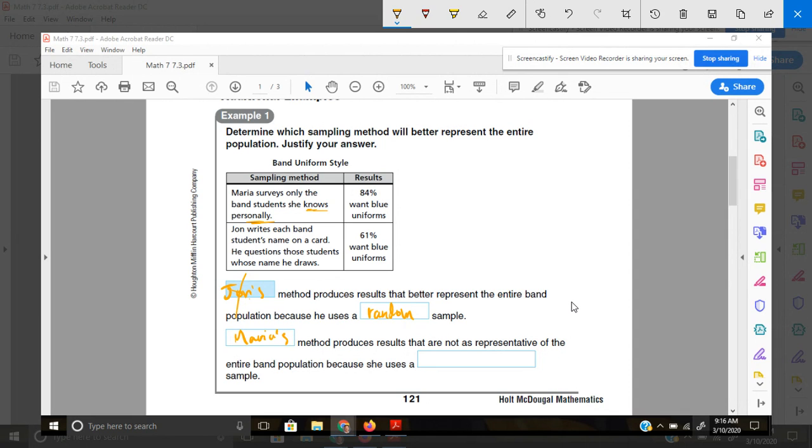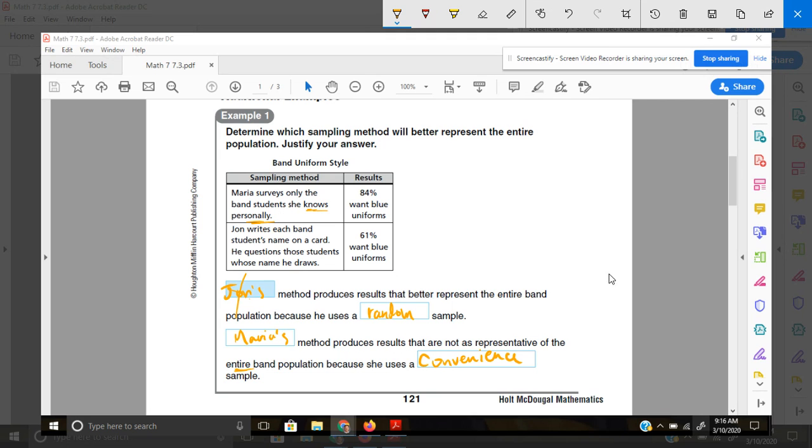produces results that are not as representative of the entire band population because she uses a convenience sample. She just says, "Oh, I know these people. I'll just ask them what they like." Well, that's not a random sample. You can get better data by being totally random.